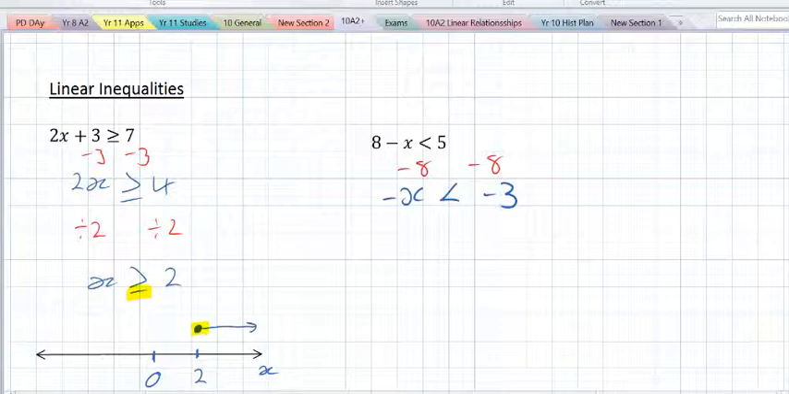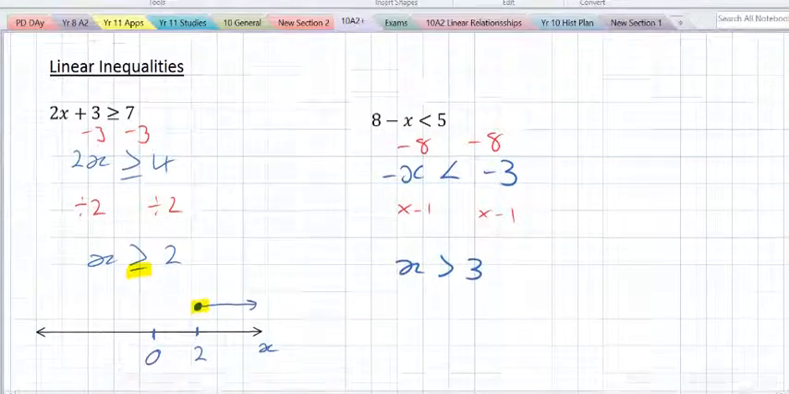If you get here, what happens when we multiply and divide by a negative? The sign flips. Yeah, the sign flips. So to get rid of that minus from in front of the x, we're going to have to multiply by minus 1. And it's going to flip.